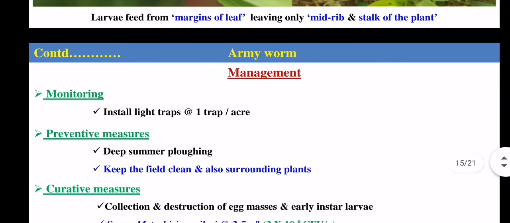Then different management strategies of armyworm: monitoring, preventive measures, curative measures. Same as before, you can install the light trap at the rate of one trap per acre. Then keep the field clean, and also clean the surrounding plants and the area where you sow the crop.